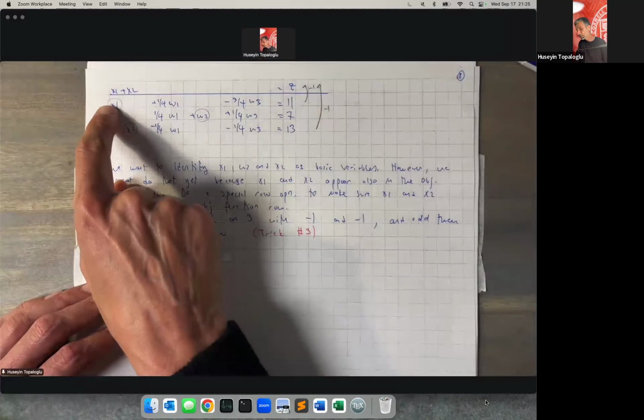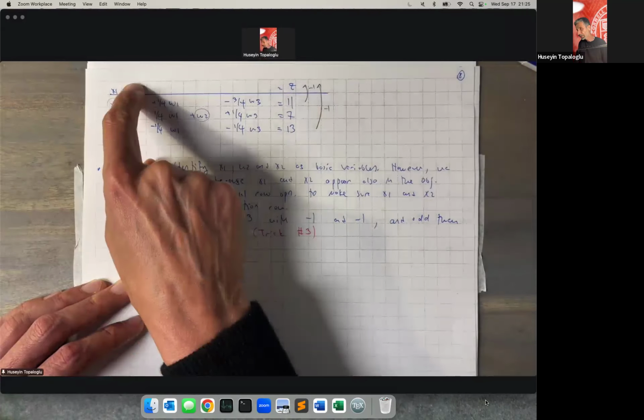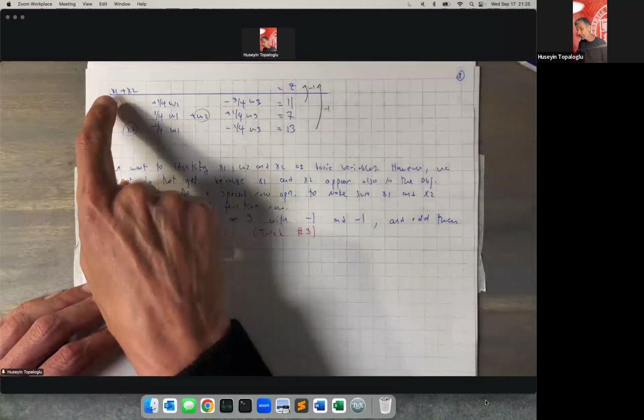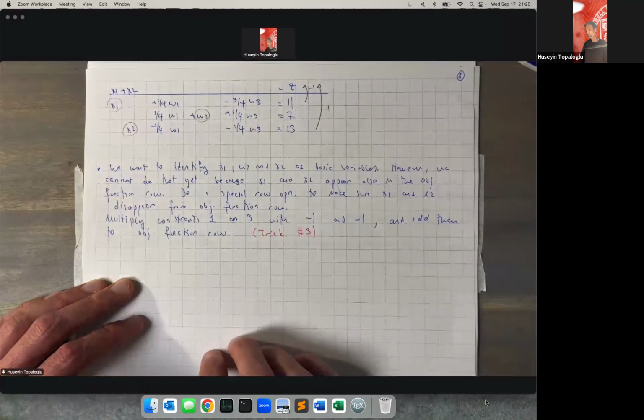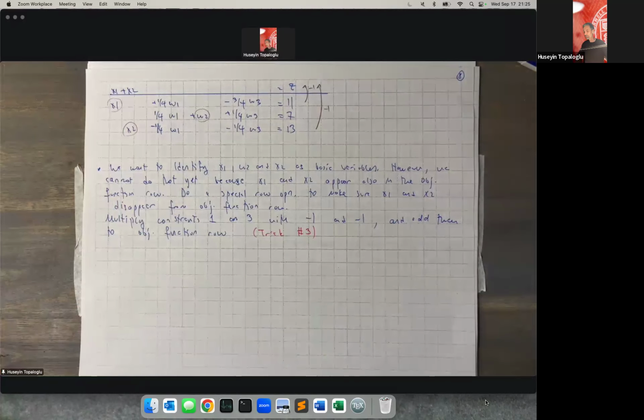Okay, for this case, what did we do? Take this row, multiply by -1, add it over here, and take this row, multiply by -1, add it to the objective function row. In that case, x1 and x2 are going to disappear from the objective function row. That is the third trick. These are the 3 tricks that we learned today.